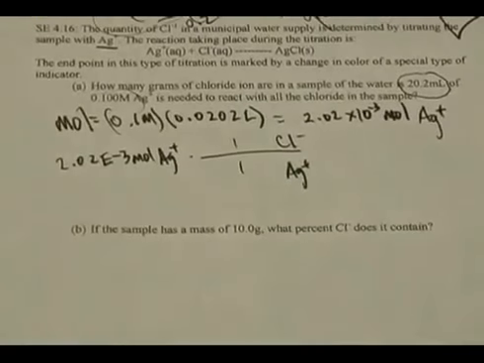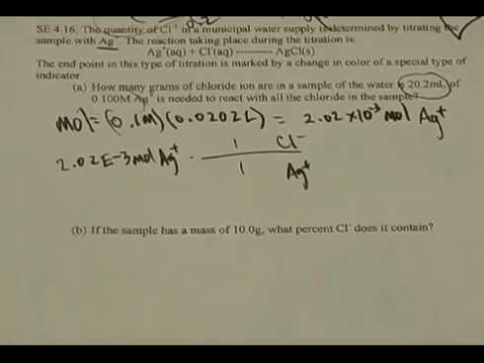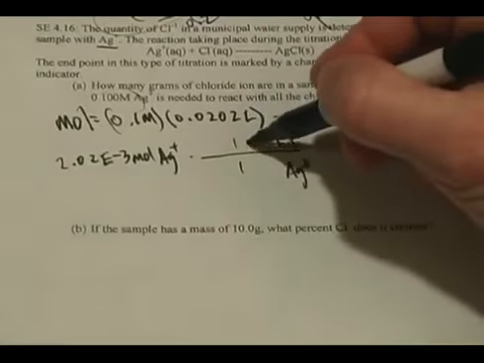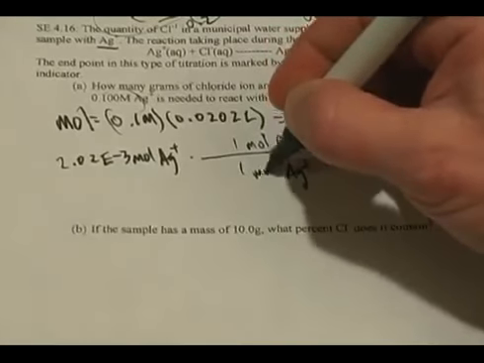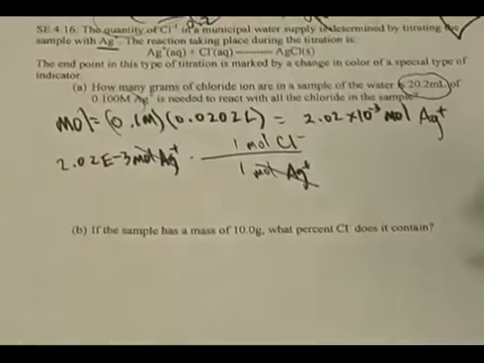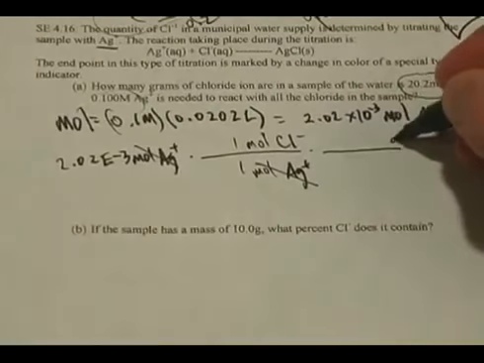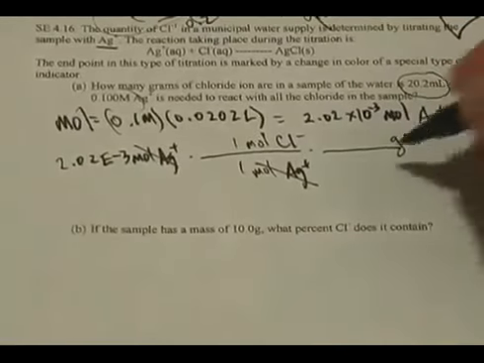And the question was, how many grams of chloride ion are in a sample? And so what I need to do now is convert from moles of chloride ion. Notice my moles of silver cancel with my moles of silver, to grams of chloride ion.